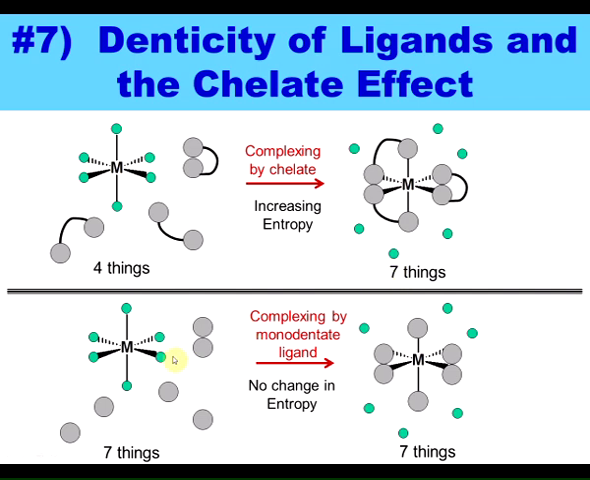Now if we compare this for a monodentate ligand, we're starting off with 7 things. 6 free ligands, and then the 6 ligands that are already attached to the metal, so 1 metal complex, and then 6 free ligands. And when you exchange those ligands, you still end up with 7 things, so we don't have any change in entropy. So this is why the chelate effect says that a ligand with multiple binding sites will form a more stable complex, and we can attribute that to entropy.